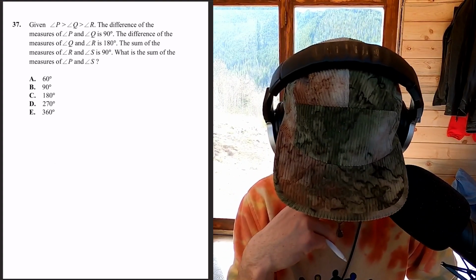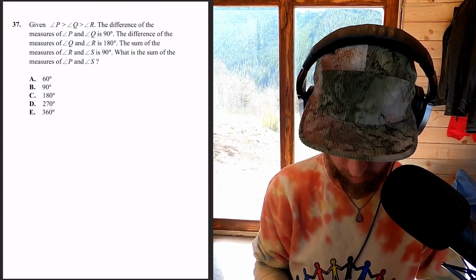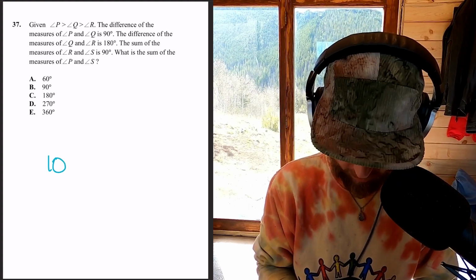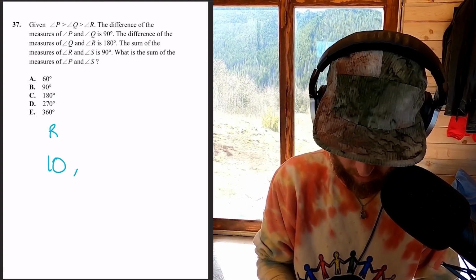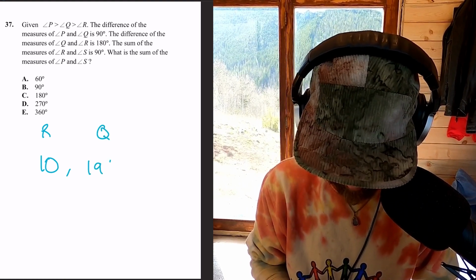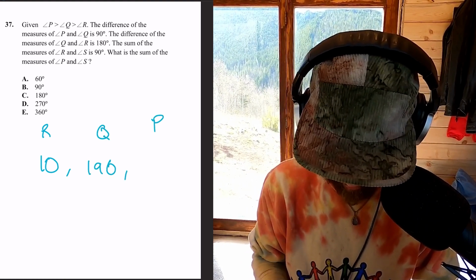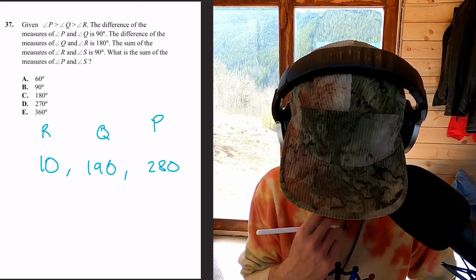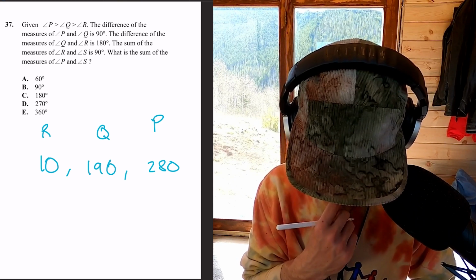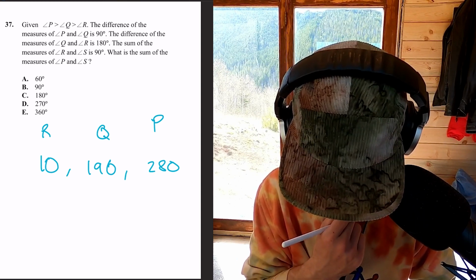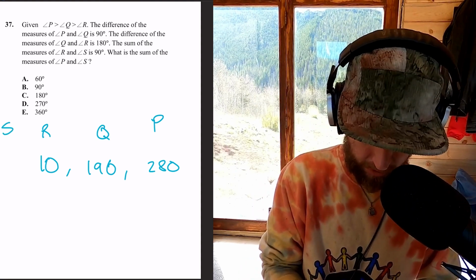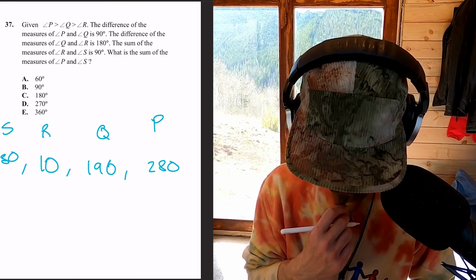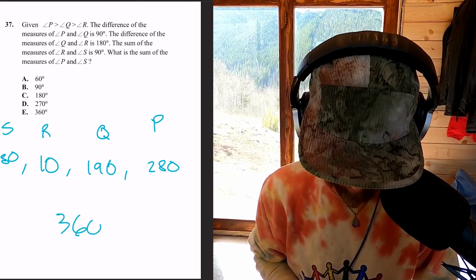So P and Q has a difference of 90, and P is bigger than Q. And Q and R is 180. So let's just say R is like 10. That makes Q like 190. And then that makes P 280. Okay, let's just say that's the case. And then the sum of R and S is 90. And they don't tell us how big S is. So what is the sum of measures? So if that was the case, S would be 80, because R and S would make 90. What is the sum of measures P and S? And in that case, 280 plus 80 would be 360.